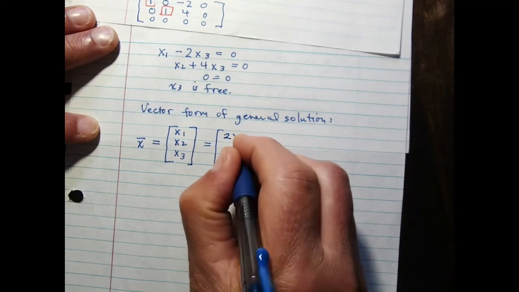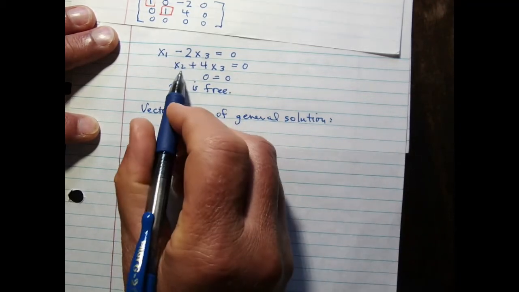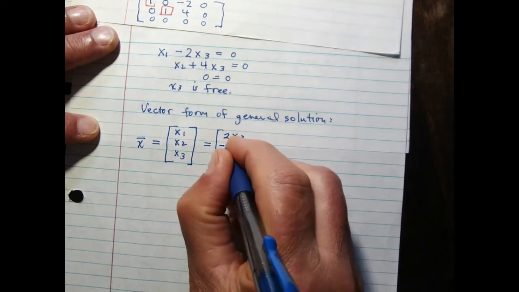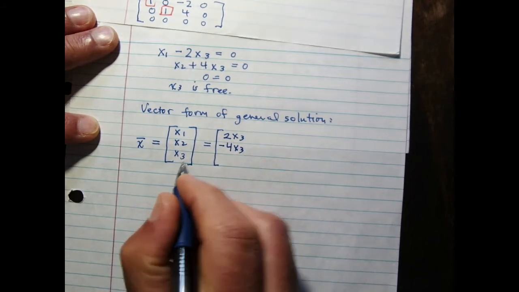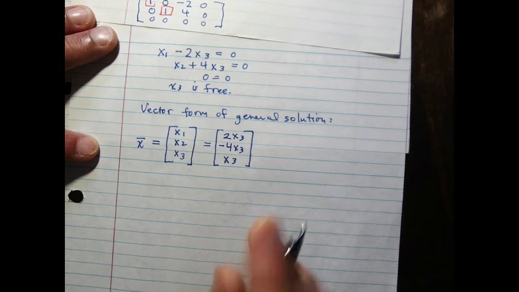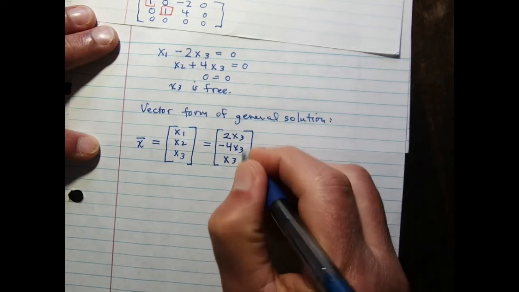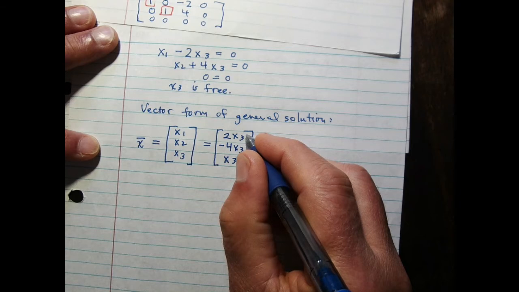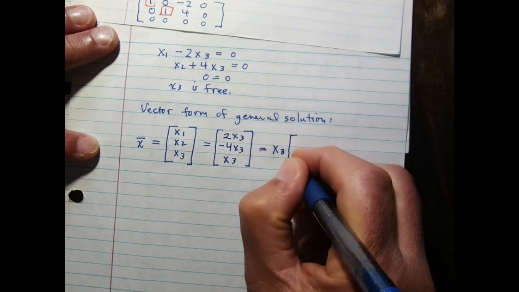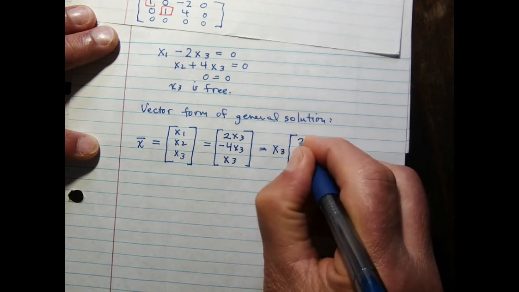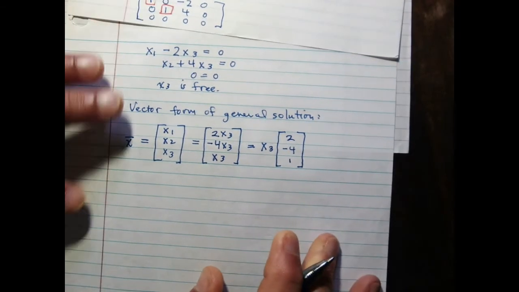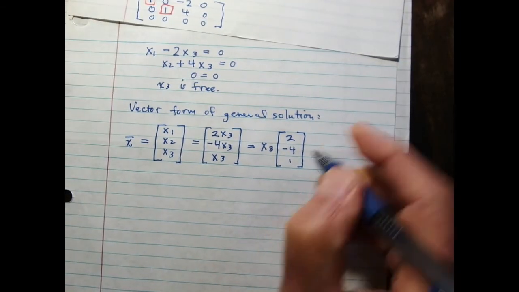x1 is equal to 2x3. I can take the second equation, solve for x2. x2 is equal to minus 4x3. And if I have a free variable, I just write it. Now notice that I have x3 as a factor in each one of these entries. So I can bring that out in front as a scalar times the column vector 2, negative 4, 1. And this is basically my general form.